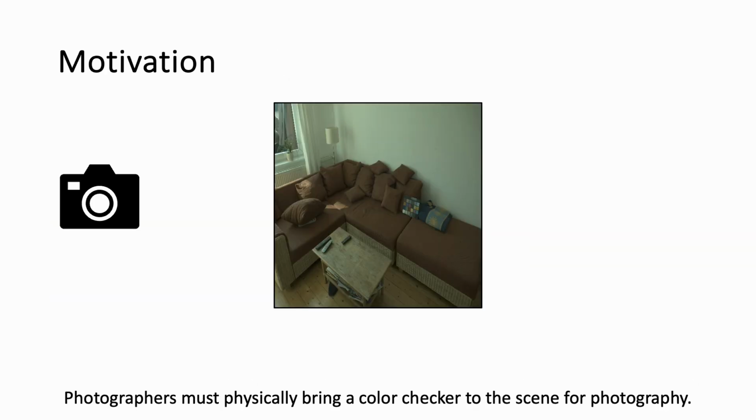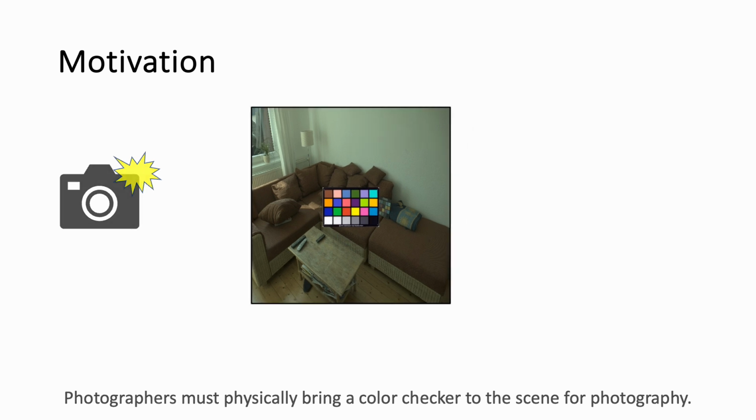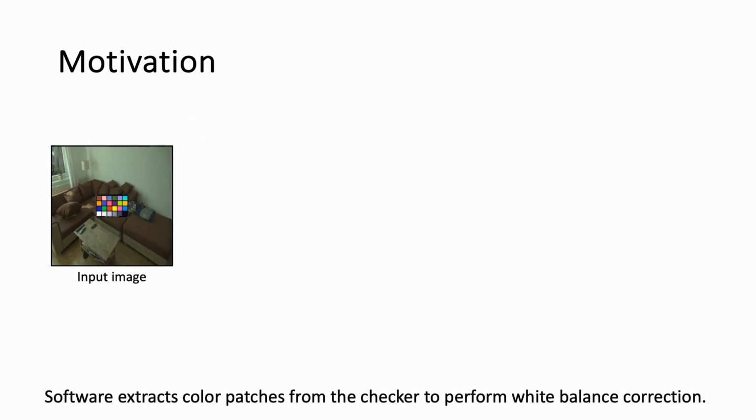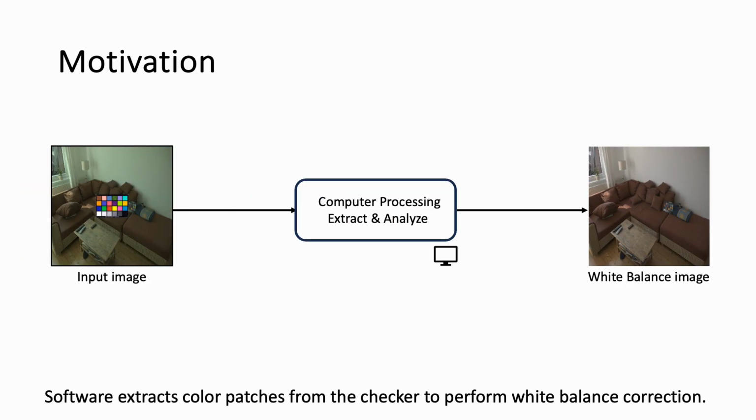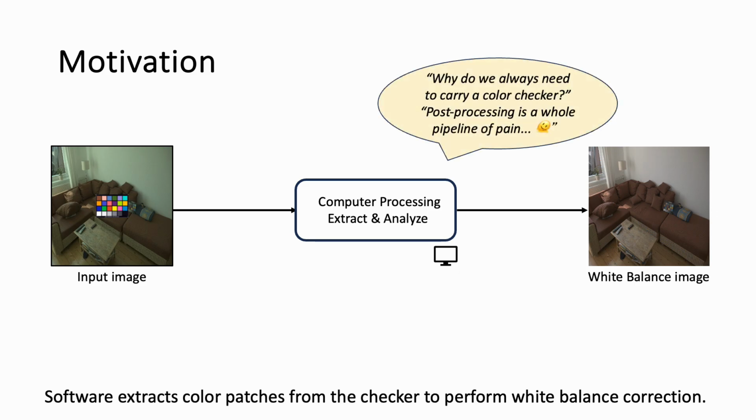In traditional photography workflows, professional photographers must physically carry color trackers to the shooting location, as shown in the image. They need to place a standard color tracker in the scene, and capture photos containing this tracker. After capturing the image, the software then extracts color information from various patches of the tracker and performs white-balance correction, as shown in the workflow. However, this entire pipeline is too complex.